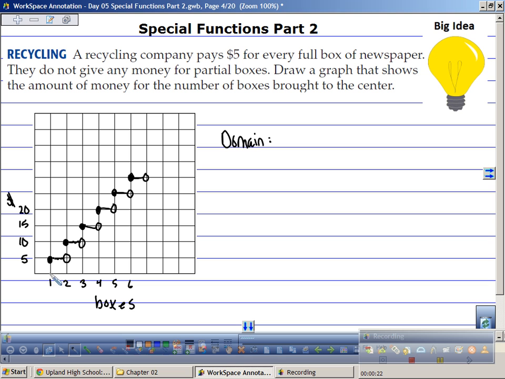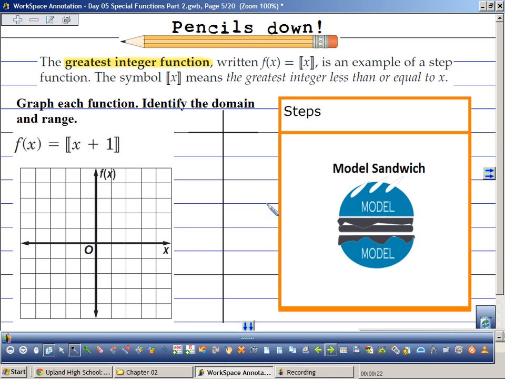My domain would be, I would have to have more than 1 box to get anything, right? I'd have to have 1 box, x, such that x has to be greater than or equal to 1. Half a box is not going to get you anything. And my range, it doesn't say. Well, it does say one thing. What would my range be? Actually, y such that what? Are you ever going to get less than $5? You'd have to have a whole box, or you're out of luck. Y such that y has to be greater than or equal to 5. So far, so good? Let's move on. Pencils down.